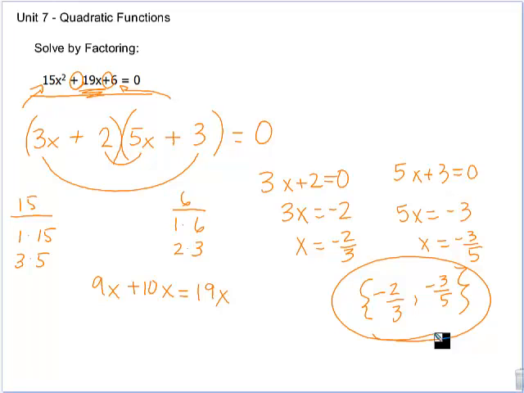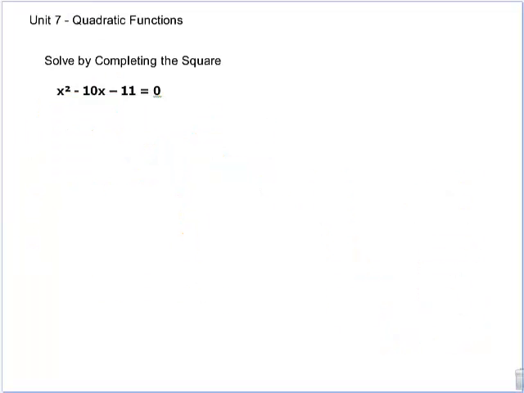Next way we solved in Unit 7 is by completing the square. So let's say we have the function x squared minus 10x minus 11 is equal to 0. Once again, this is already equal to 0, so we're set. Since we want to complete the square, we just want our x squared and our x term on one side of the equation. So we're going to leave x squared minus 10x alone, leave a blank spot, and add the 11 over to the other side.